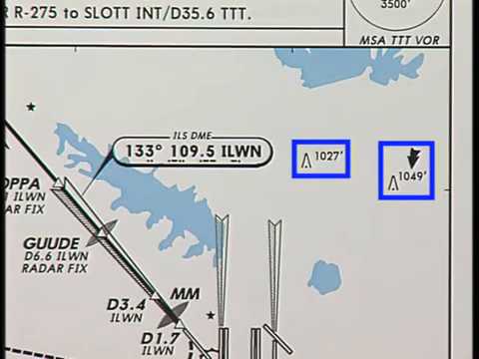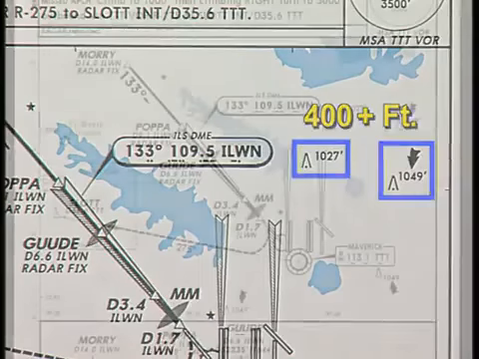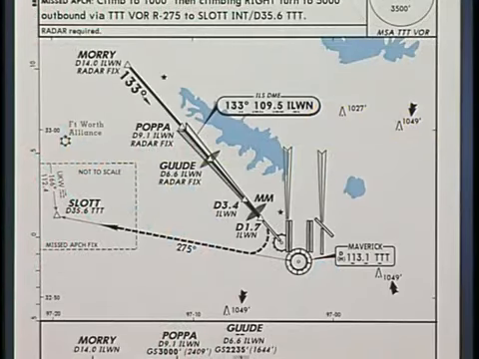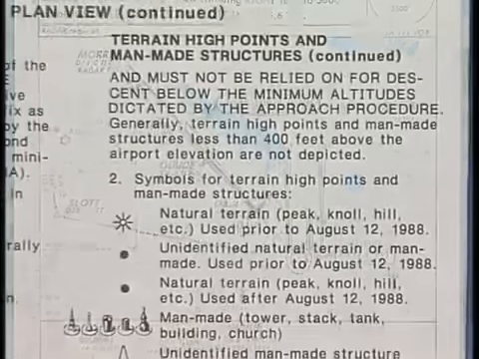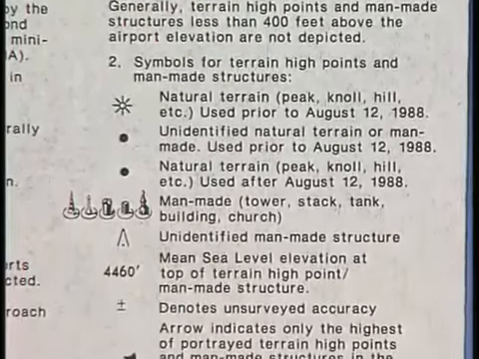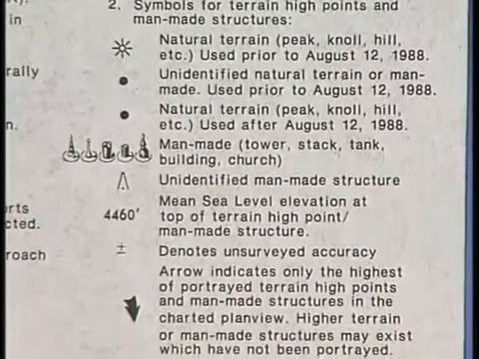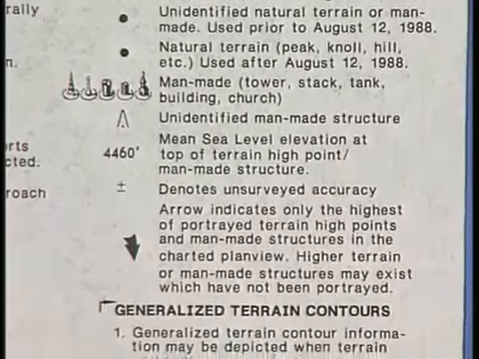Typically, only those points and structures higher than 400 feet above the airport elevation are depicted on the plan view. Remember, not all man-made structures or terrain high points are depicted on the approach chart. Various symbols are used to represent terrain high points and man-made structures. These symbols are defined in the chart legend.